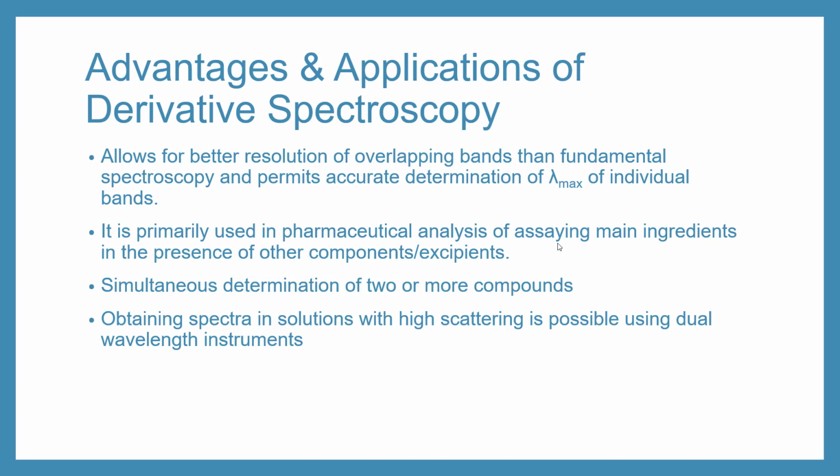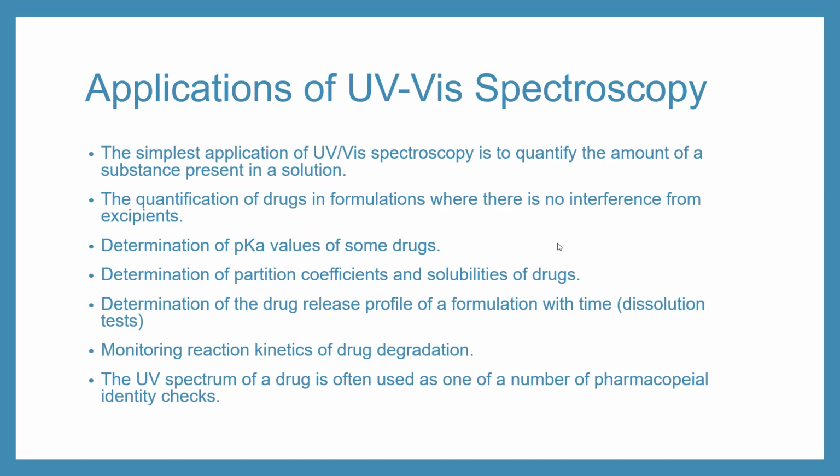So again, that's why we need it, because we don't have a simple sample anymore, we have a complex sample. We can also use it to look at two or more compounds. And then finally, we can obtain spectra in solutions with high scattering, which rarely is possible, but we can do that using the dual wavelength instruments. So again, just to be aware of why we're using it.